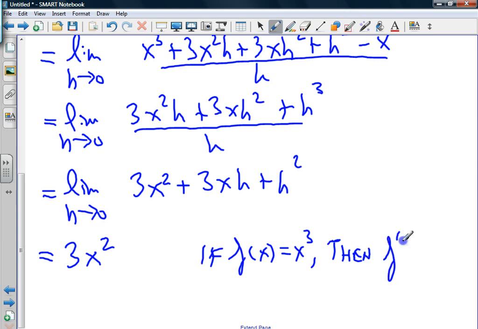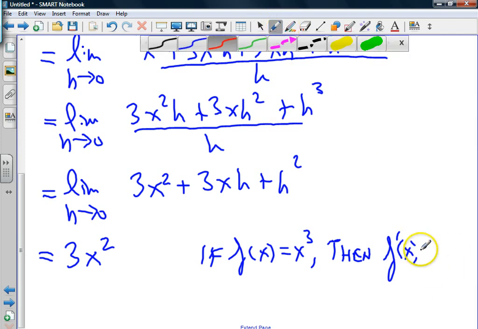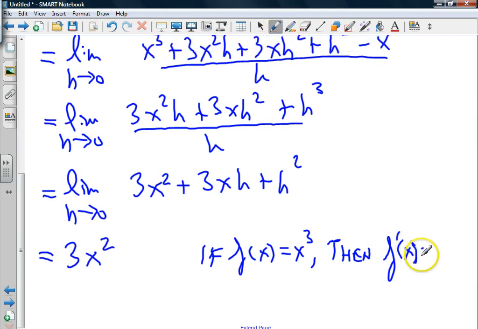f prime of x is 3x squared. And you see the pattern already, right? So you take the exponent and you put it in front, and you take the exponent and you subtract 1 from it. Is that true?